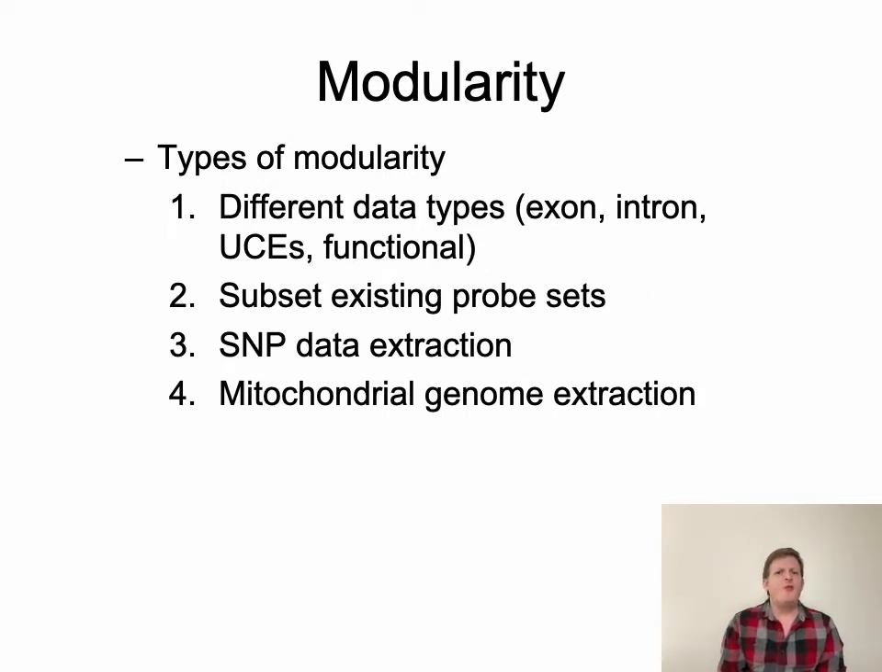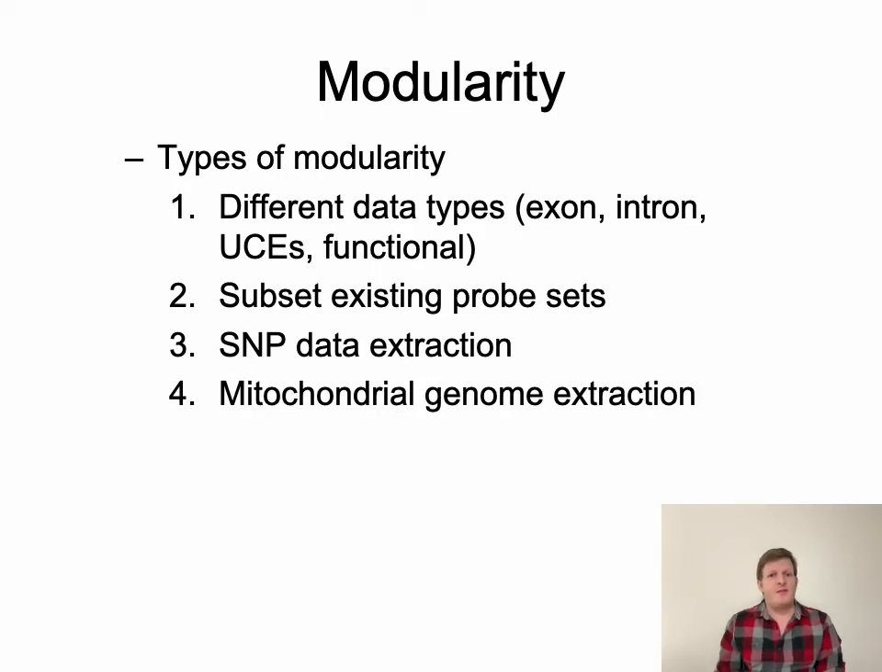FrogCap contains 4 different types of modularity, or different types of data that can be squeezed out of the entire data set. The first type of modularity are simply just different data types, such as exons, introns, UCEs, which can be separated and analyzed separately or analyzed together.